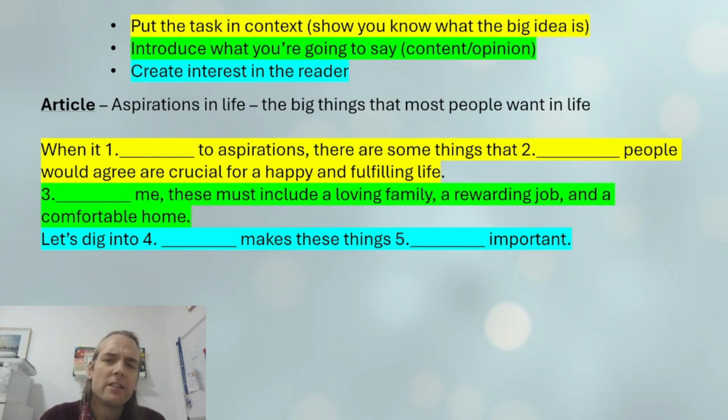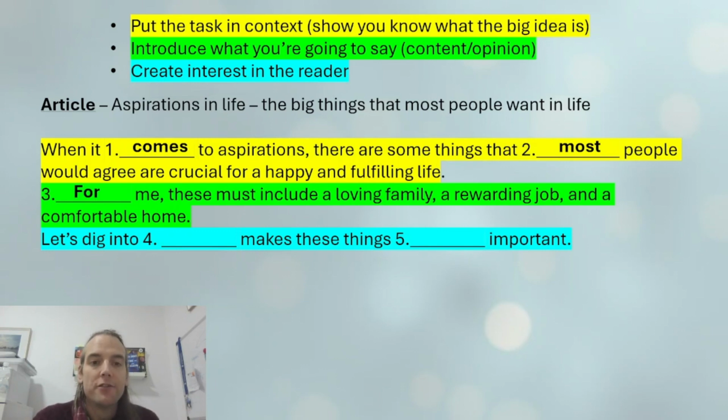Number 1, we saw this expression a couple of weeks ago, when it comes to, a nice way of introducing what you're going to talk about. I think number 2, I said most. All people is not the most natural English. I think we'd normally say everyone. So most people is good because maybe not everyone agrees, but most people would agree. For me, right, it's my article, it's my opinion, so for me.